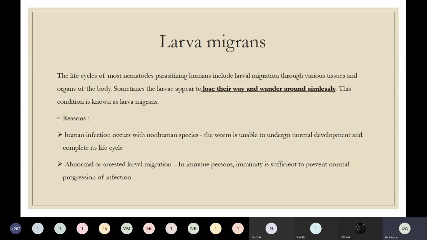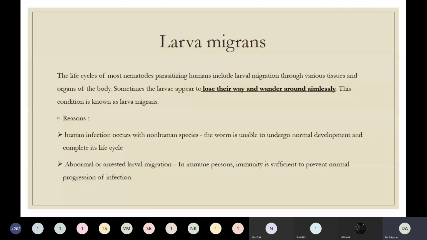And in nematodes, you have one specific characteristic feature called larva migrans. Okay. So again, this is an exam point for you, larva migrans. Okay, what does larva migrans mean? Here, usually, as we discussed in our life cycle, nematodes have to go through various tissues in the human body in an organized pattern, right? Sometimes these larvae lose their way and wander aimlessly. At that time, it produces something called larva migrans.